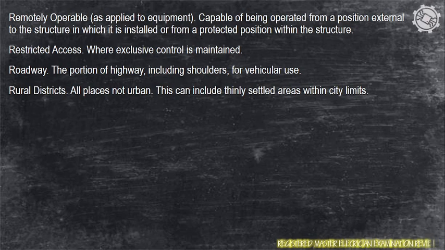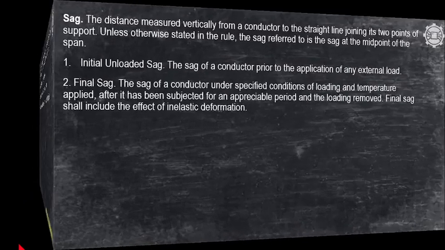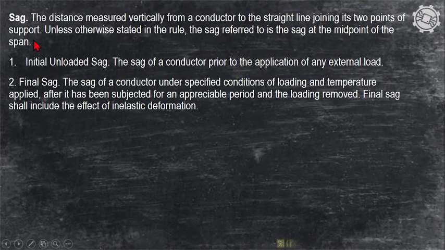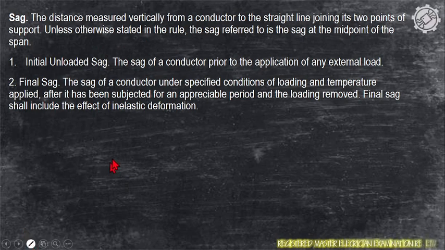Yan. Okay, rural districts: places not urban. This can include thinly settled areas within city limits. Yan. Okay. Sag: when we say sag, the distance measured vertically from conductor to the straight line joining its two points of support. So unless otherwise stated in the rule, the sag referred to is the sag at the midpoint of the span. So kunyari, if you have a post dito, draw na natin yung poste natin dito.